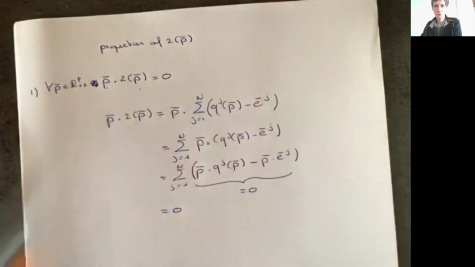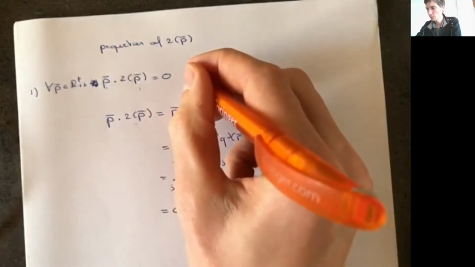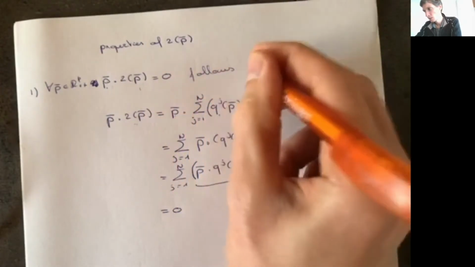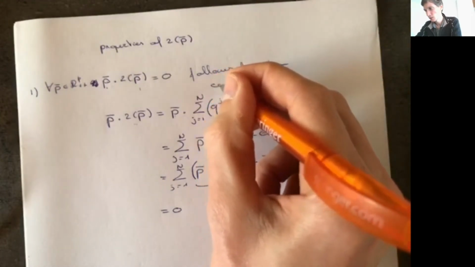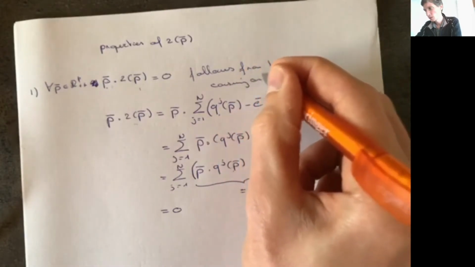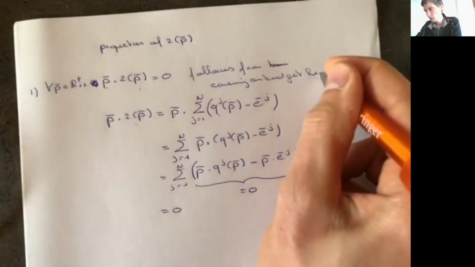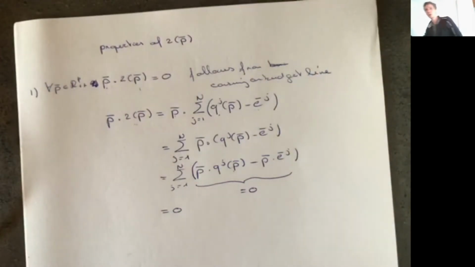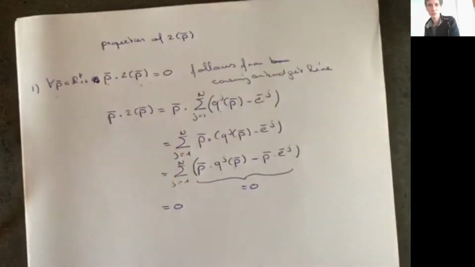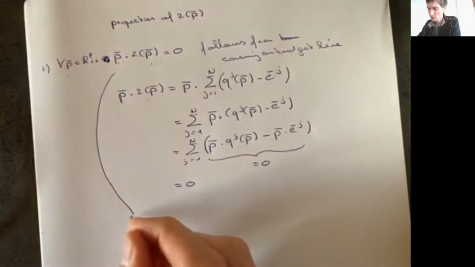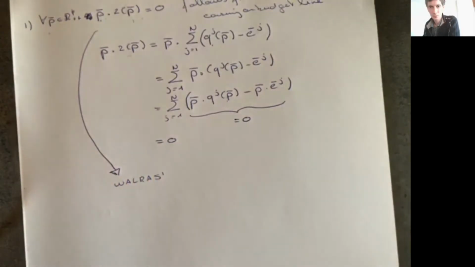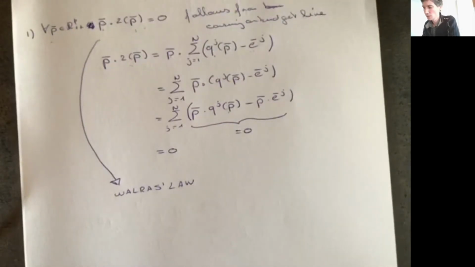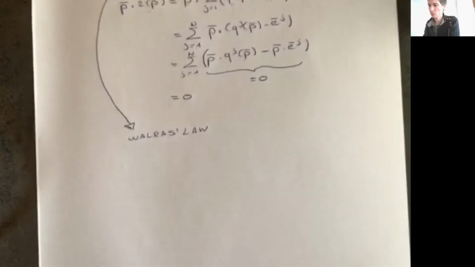Okay, so we have this identity here. So this follows from consuming on the budget line. Every consumer consumes on his budget line, so this identity holds, right? And this identity has a special name, so this is called Walras' law, right? It's the law of Walras who put this forward, so this is called Walras' law.